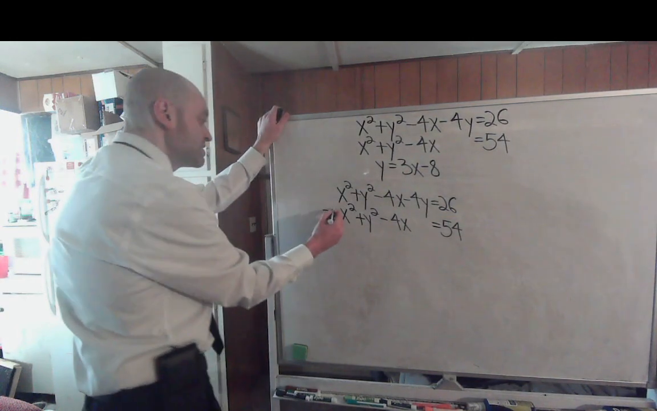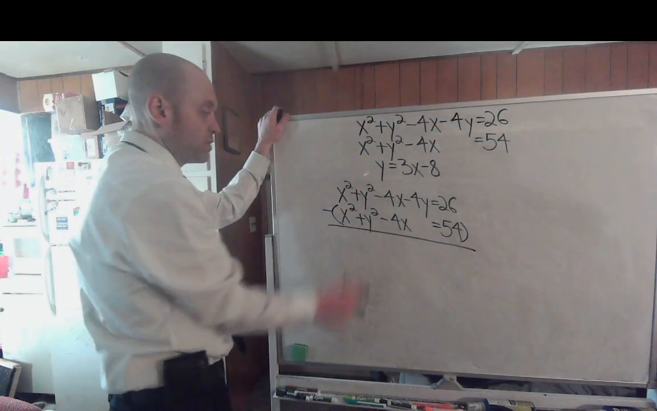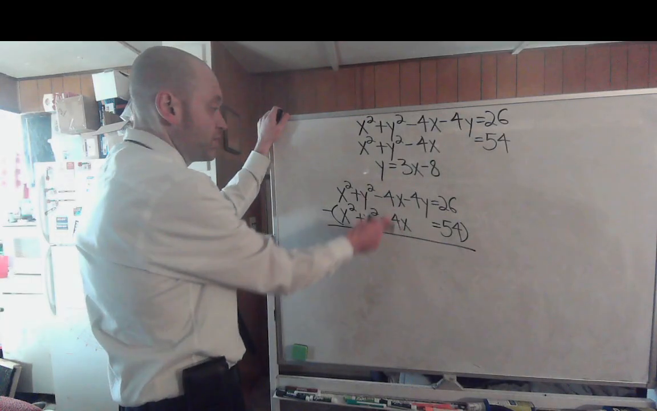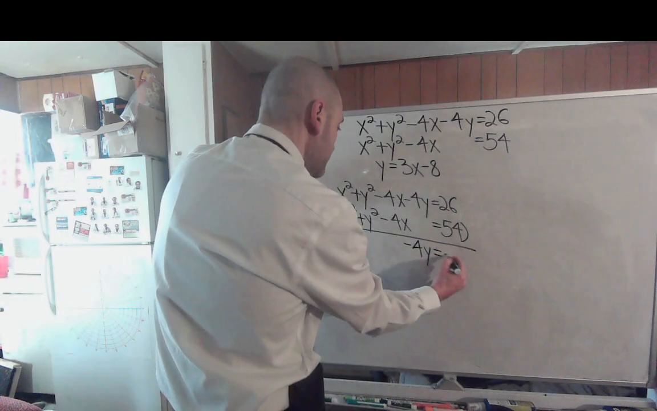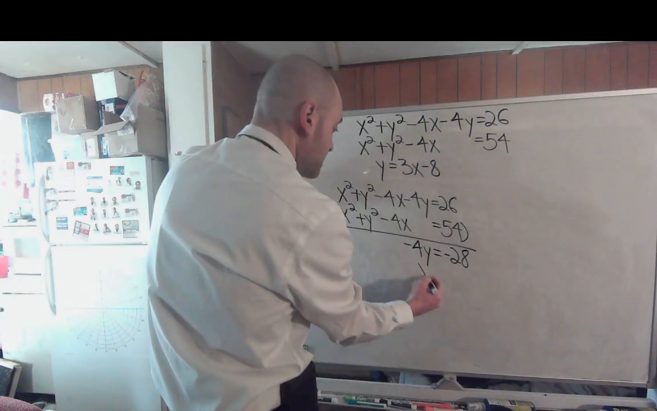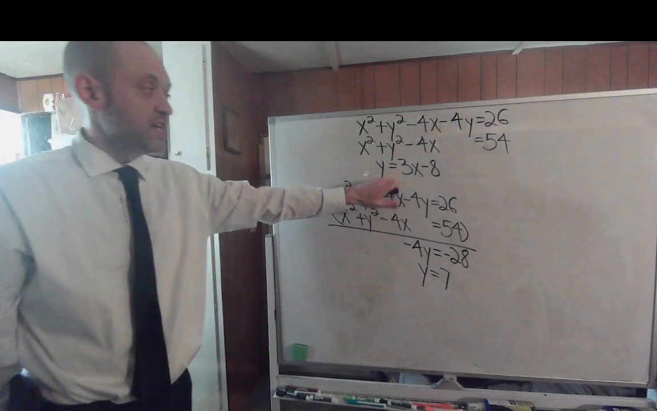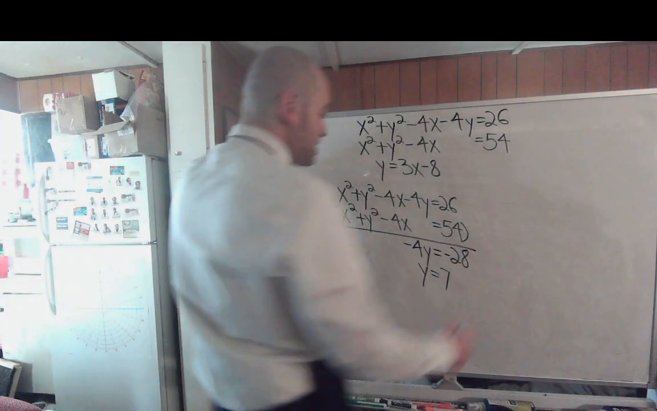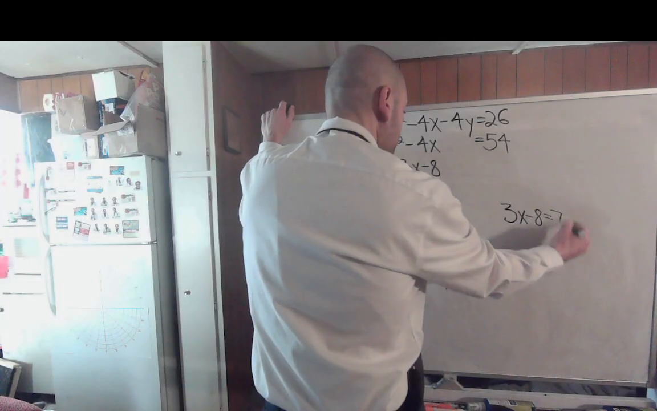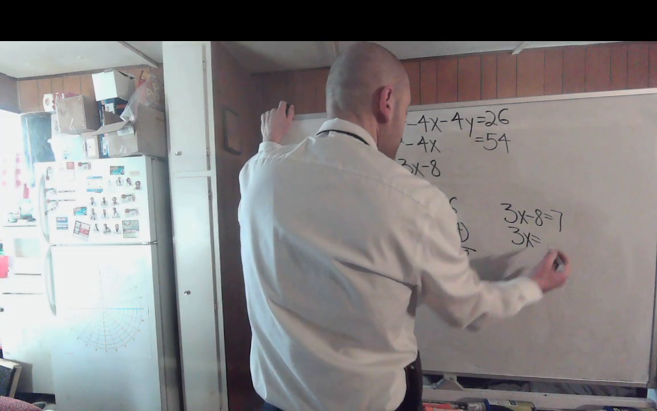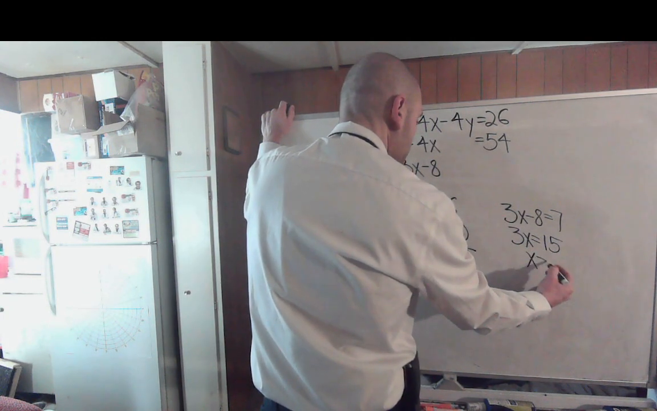So subtract that second equation from the first. Notice your x squareds and y squareds are gone, and actually so are your x to the first. So all you would literally have is negative 4y equals negative 28, which would give you y equals 7. Now, you can put that y value of 7 into the linear equation. So that would give you 3x minus 8 equals 7, which would give you 3x equals 15, which would give you x equals 5.